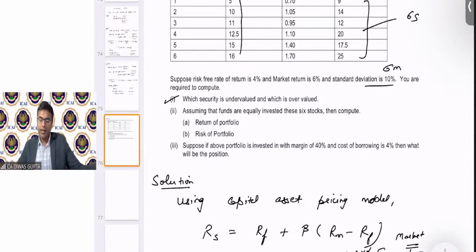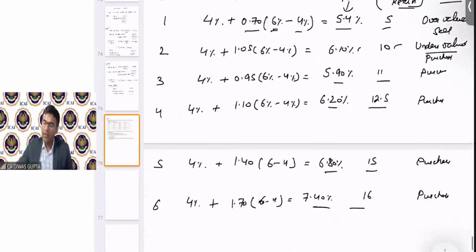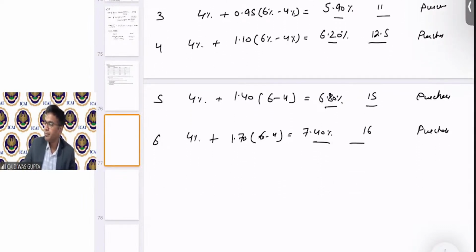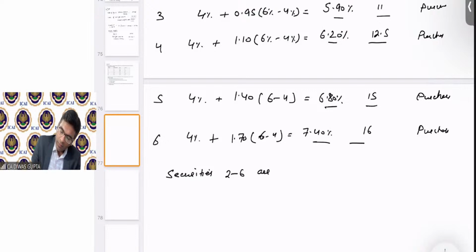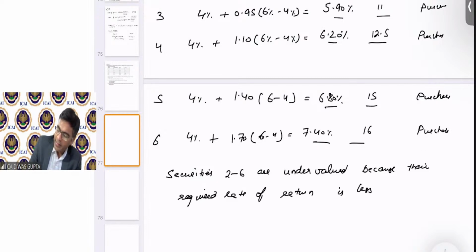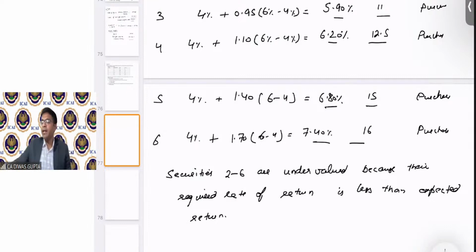So this is done. We have specified which securities are undervalued and which is overvalued. Undervaluation for all the 2 to 6 and overvalued for 1. So can we say that because their required rate of return is less than expected return? Simple. The required rate of return is given by CAPM.